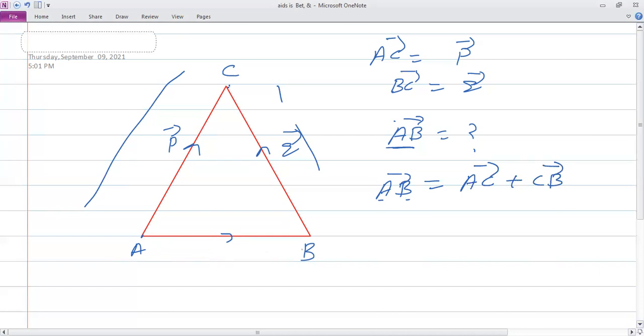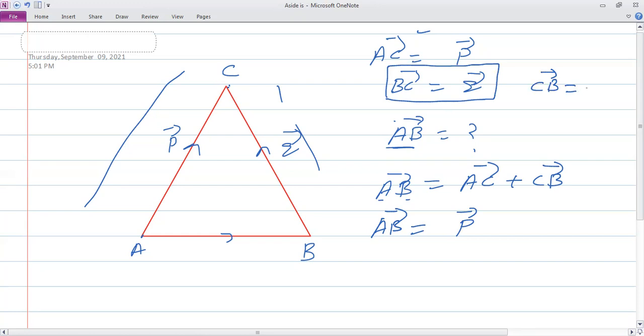You have to find AB. So instead of going directly, you will go from A to C, then from C to B. Now you can write the values here. What is AC? It's given already. AC is P, so write P. But here it is given BC, and what we need is CB. So if you find CB, it will be minus Q, because now you are changing the direction. In the diagram, BC is Q. We need CB, so you will make it minus. So it will be minus Q.